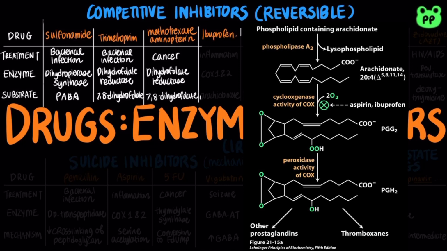Ibuprofen is a non-steroidal anti-inflammatory drug, or NSAID, that treats pain, fever, and inflammation. It is a competitive inhibitor of cyclooxygenase 1 and 2, also known as COX-1 and COX-2, preventing the conversion of arachidonic acid to prostaglandin H, which is a precursor to several pro-inflammatory prostaglandins.